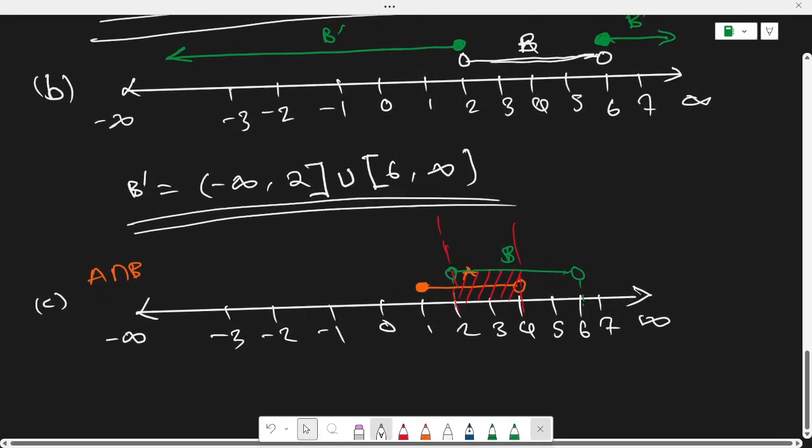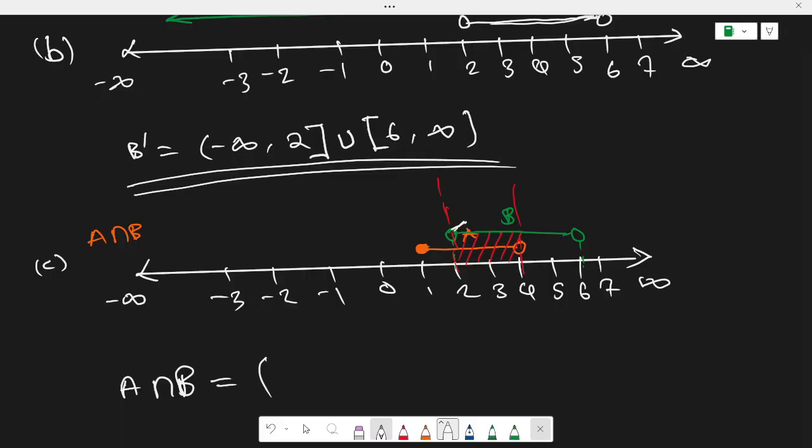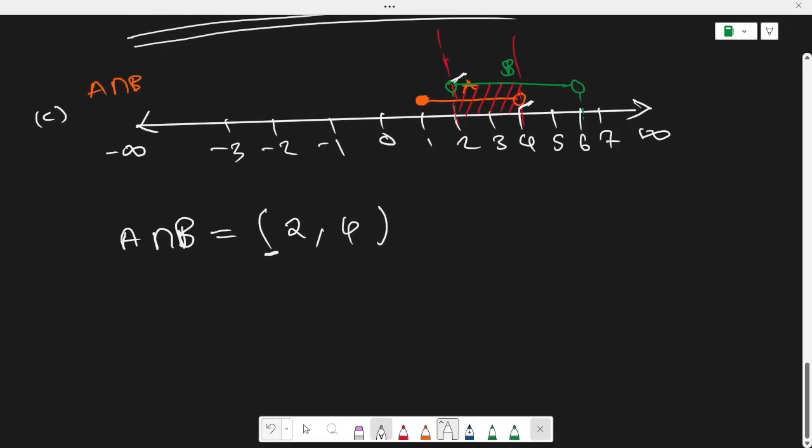So what you're going to do is A intersection B is going to be equal to the circle that you are going to pick is this one. So it's going to be this type of bracket. Then you have 2 comma, and what you're going to pick for the other side is this one. So you're going to have 4 also not included. So that's how you write A intersection B.